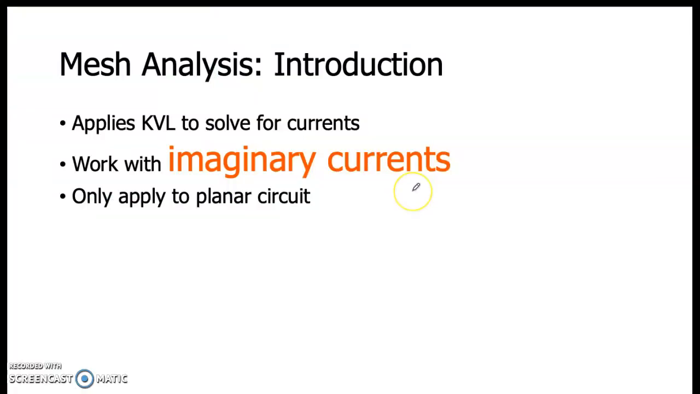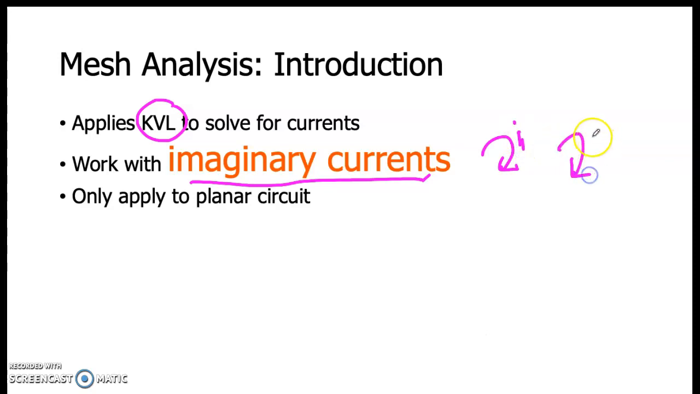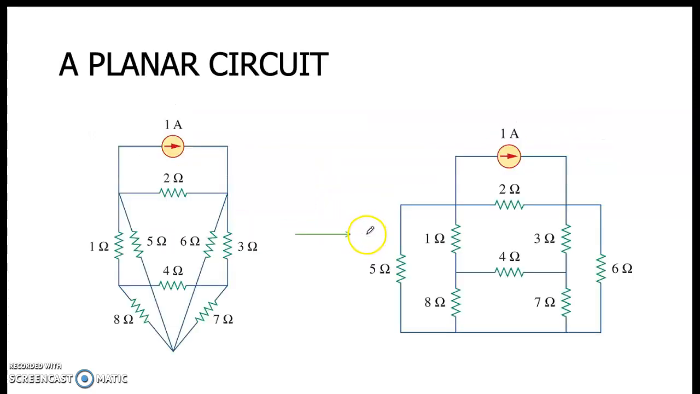Let's see what a planar circuit looks like. Before that, when you're talking about mesh, you need to apply KVL, and you only work with what we call imaginary currents. Let's say this is loop number 1, you imagine the whole loop carries current I1. Loop number 2, the whole loop carries I2. And it can only be applied to planar circuits. So what are planar circuits?